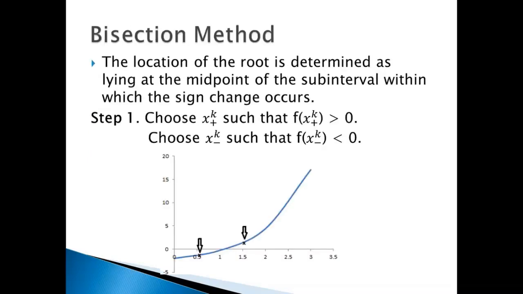In the bisection method, we have two initial guesses: x plus and x minus. Take note of the definitions of x plus and x minus. When we say x plus, if this value is substituted to the function, the result is greater than 0, so the value of f of x is positive. However, if x minus is substituted to the original function, it results in less than 0, a negative value.